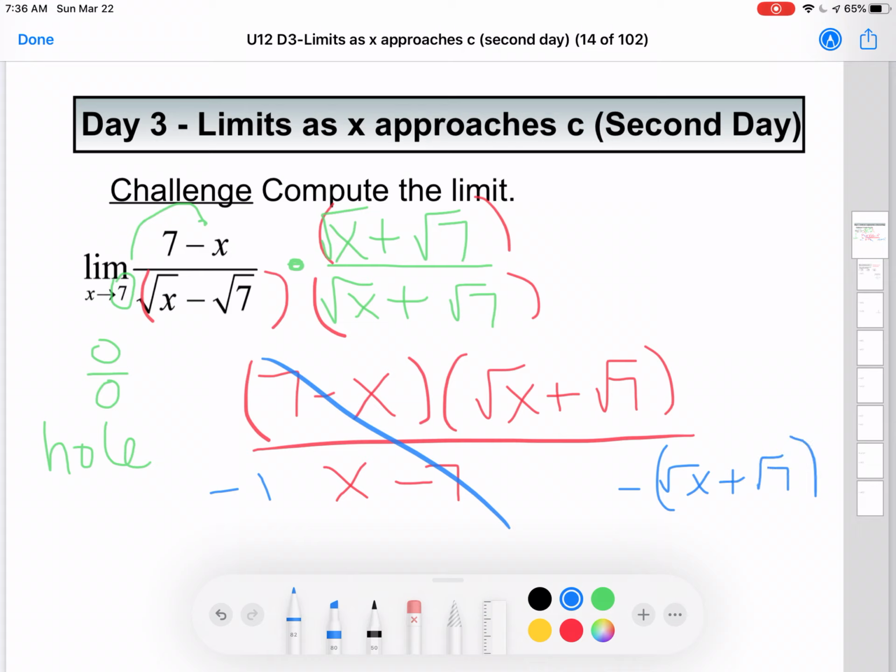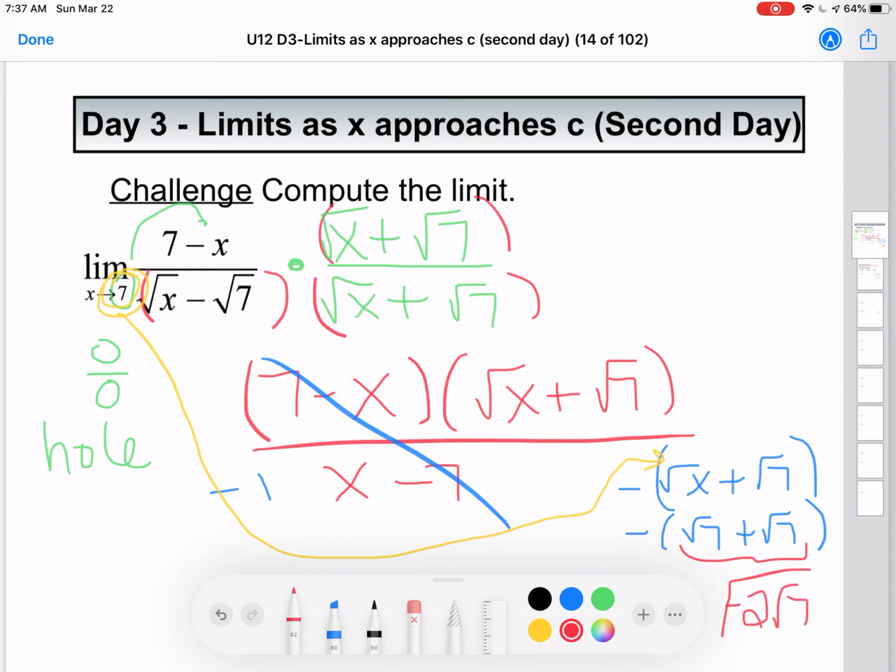Now if I plug in negative rad 7 plus rad 7, I went over here and now I took my 7 and placed it into the new rationalized version. Rad 7 plus rad 7, how many rad 7s do you have? 2 rad 7. And now apply the negative on the outside. Okay, so hopefully you got that correct.